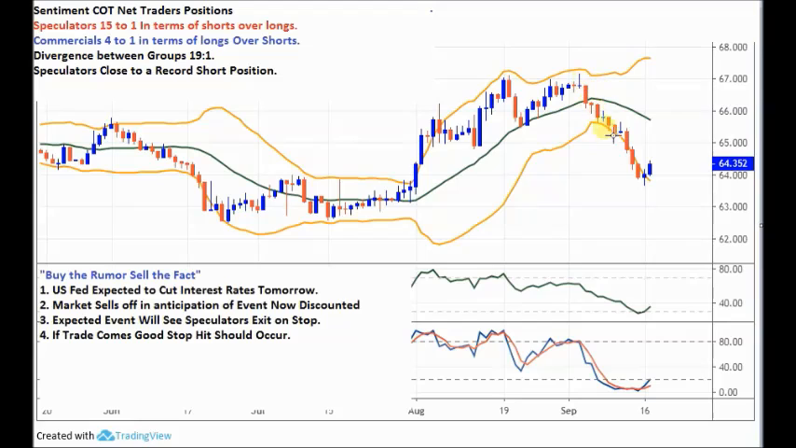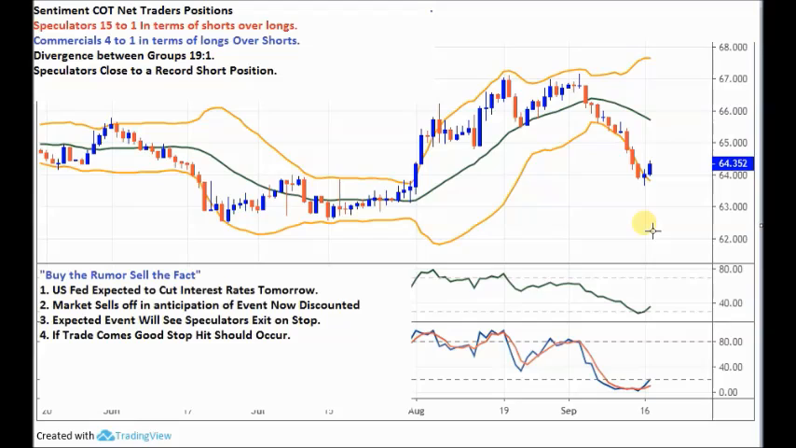Now, in terms of this sell-off in the dollar, why did it occur? Just want to go down to here because you'll see it all the time. I've just called it buy the rumor, sell the fact. The US Fed is expected to cut interest rates tomorrow. So traders have sold the USD down. So the market sells off in anticipation, okay? But the event is now discounted. So if the expected event comes tomorrow, which I think it will, the Fed will cut rates by 0.25 basis points. That will see the speculators exit on stop, and you'll get a reversal to the upside.